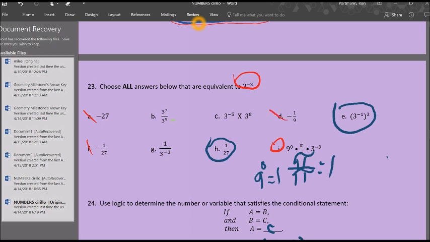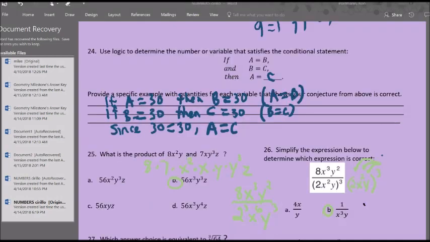Question number 24 I thought was important. It's not an 8th grade standard. However, it's the reason why we talk about math in the first place. It's logic, okay? We use statements like this all the time. If this, then this. That's what we call a conditional statement. The logic, we use this every day. You might not be graphing linear equations for the rest of your life, but you are going to use this logic for the rest of your life.